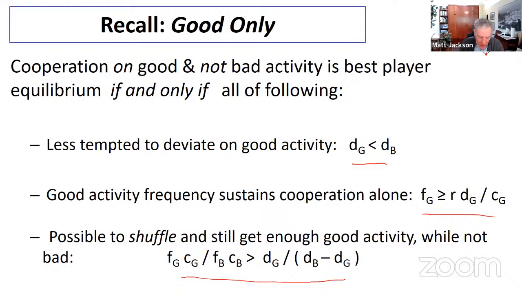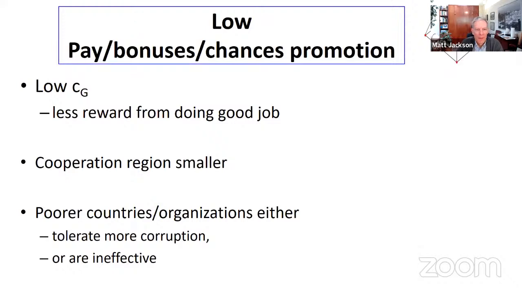And the kinds of situations where that's not going to be possible are situations where there's more danger or other kinds of, maybe the cooperation benefits from the good one aren't very high compared to the bad one. And in particular, situations where you have low pay, low bonuses, low chances for cooperation. So if we think about why is it that relatively poor countries have high levels of corruption? You're not getting a lot of benefits from the good type of cooperation, and most of the benefits actually come from the bad type of cooperation. It's going to be very hard to incentivize teams to be not corrupt and only cooperating on good things. So the cooperation region's smaller, and then poor countries and organizations basically just tolerate more corruption or are relatively ineffective.